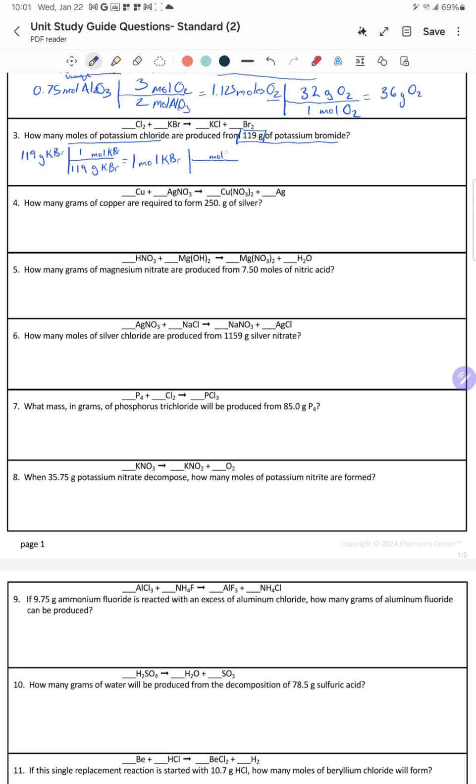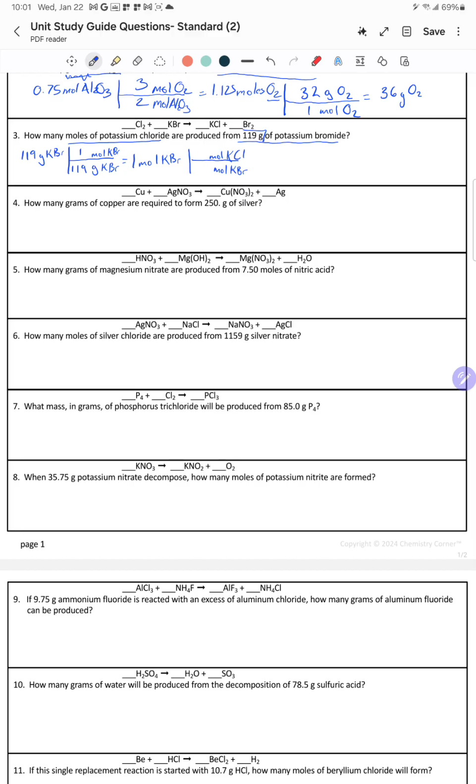So moles of potassium bromide. Oh, chloride, excuse me. Gotta put chloride at the top because that's what we're looking for, from moles of potassium bromide. And in order to do this, I have to have a mole ratio. So I have to balance my chemical equation.